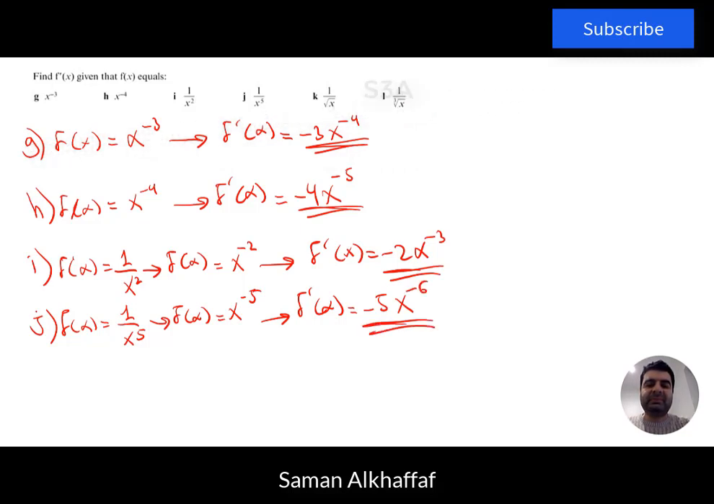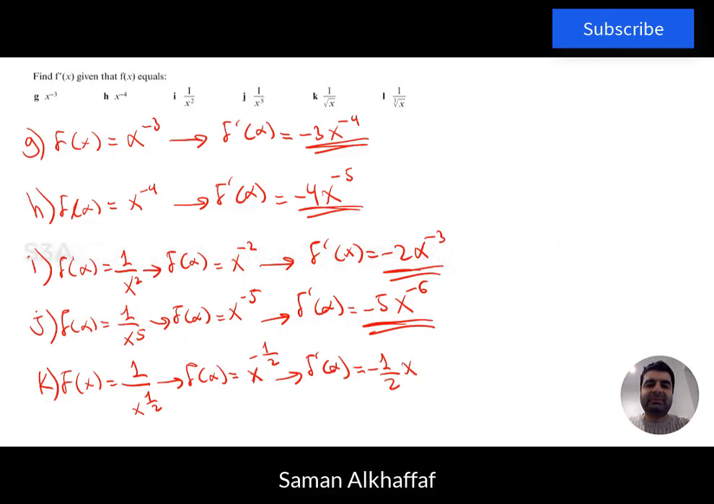So this will be our answer for part J. For part K, we have the function being 1 over root of x, so we can write root of x as x to the power of a half, and we can move this up, so that will give us function of x being x to the power of minus a half. So now to find the derivative, we have minus a half x to the power minus a half minus 1, that will be minus 3 over 2, which will be our answer for part K.